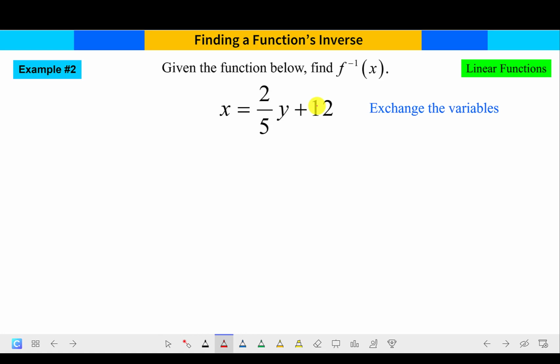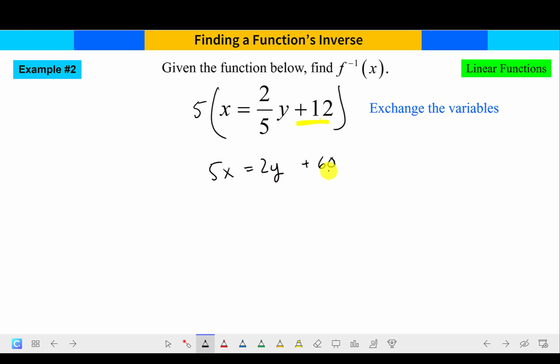Now at this point, my whole thing is I want to get y alone. So there's various ways that you could accomplish this. Personally, I'll just get rid of the fraction first. I'll clear the fraction. Or you could subtract 12 and then clear the fraction. But whatever it is here, we'll just do it this way. If I do this, I'm going to get 5x equals 2y plus 60.